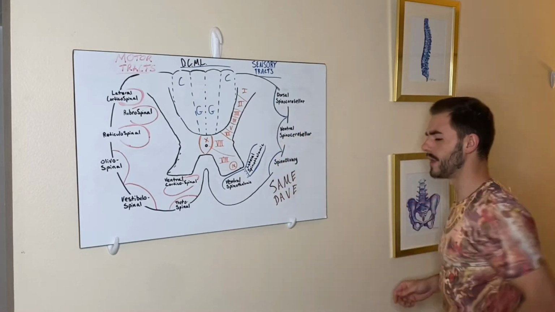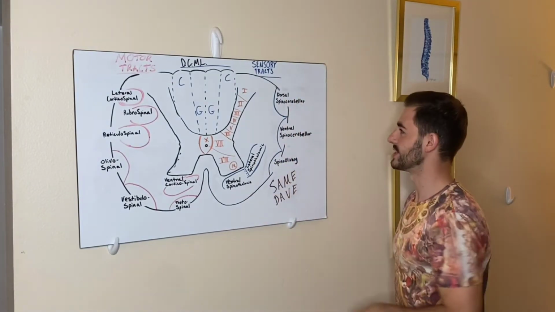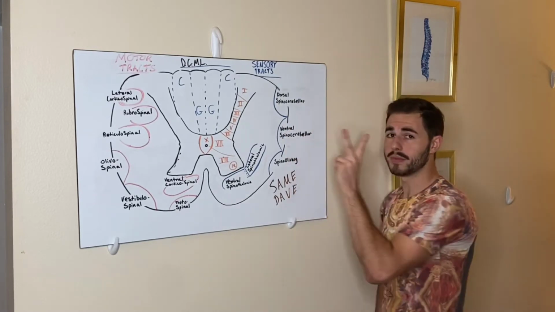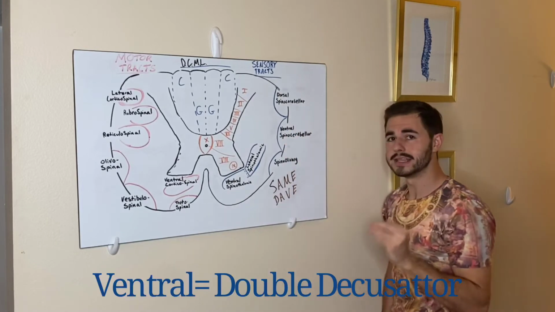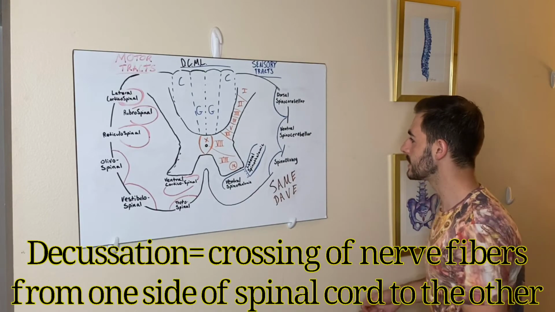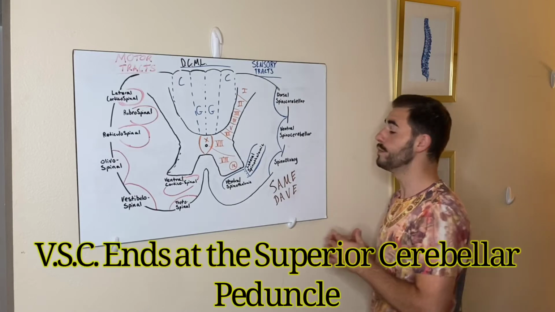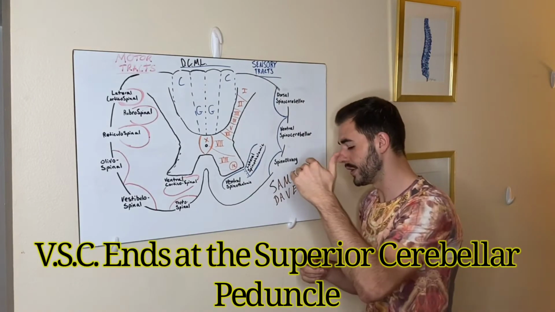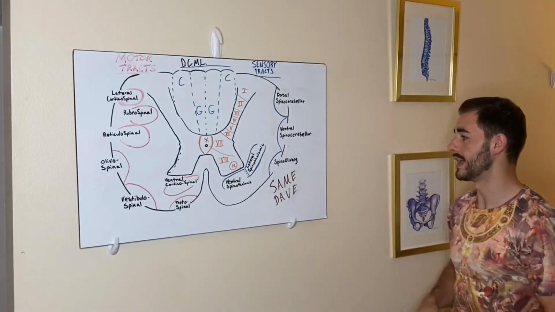Now, dorsal versus ventral. Here's all I want you to remember. Dorsal: no decussations. Wink, wink. For the second one, I want you to know ventral has how many points in the V? Two. So this is going to be called our double decussator. It's going to have two decussations. And then the next thing you have to know about it is that it's also going to end at the superior, since it's got two, it's more than one, it's going to end at the superior cerebellar peduncle. That's something you're going to have to know, guys, and that's it for that one.